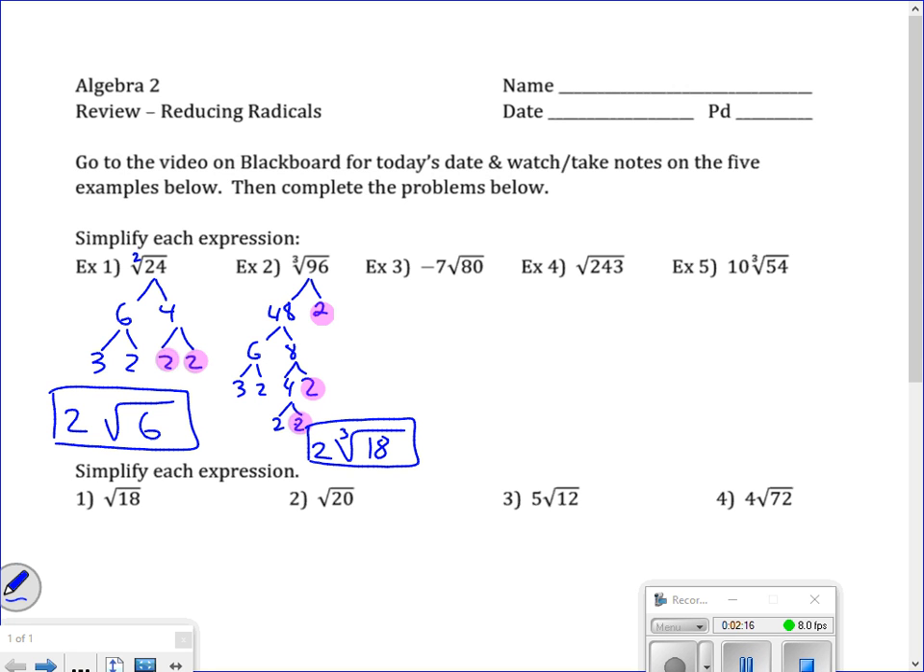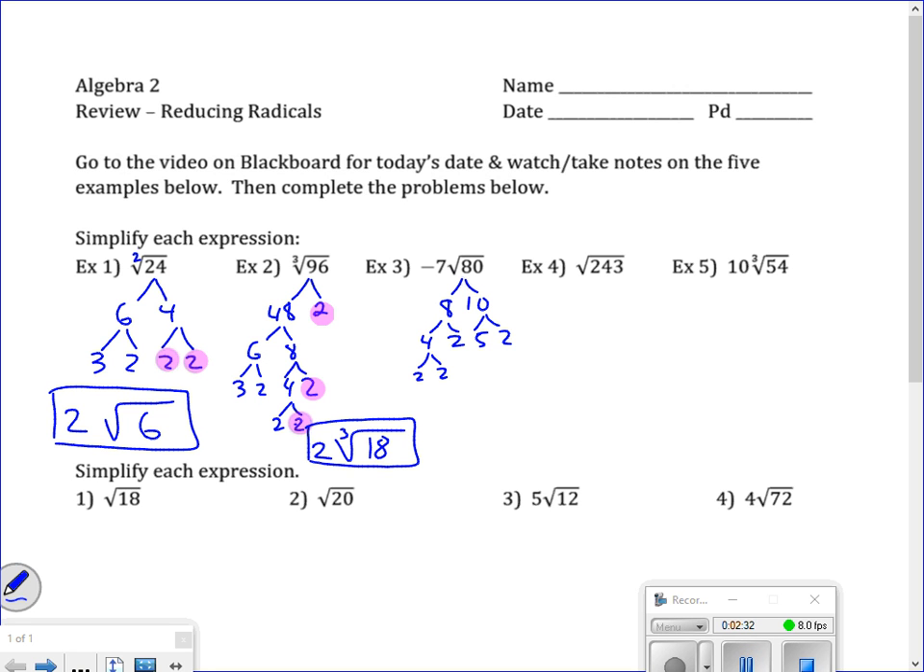All right, example 3. There's a negative 7 sitting out front, so whatever I bring out, I'm going to multiply by that negative 7. So let's start with my 80. I don't know, 8 times 10, how about? 8 is 4 times 2, and 4 is 2 times 2. This 10 back here is 5 times 2.